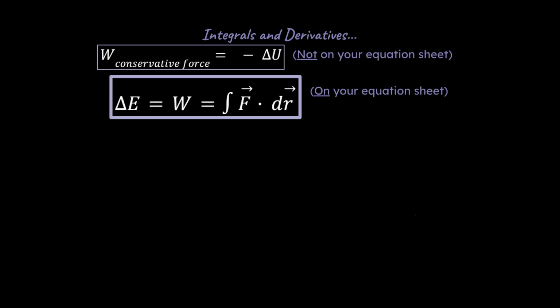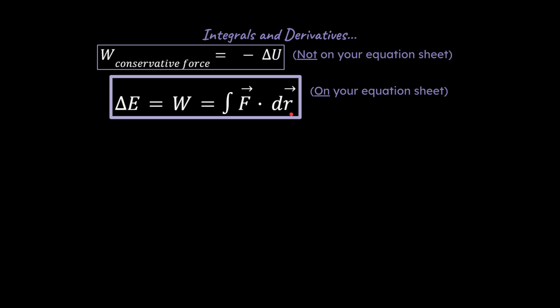Alright, so let's go ahead and continue with what we were talking about previously. We said that work for a conservative force is equal to a negative change in potential energy. This is not on your equation sheet, so be careful with this. This equation over here is on your equation sheet, so we've got to start with this and branch out to be able to solve for things.